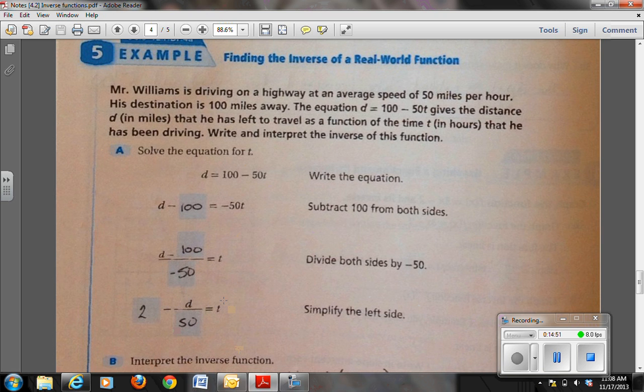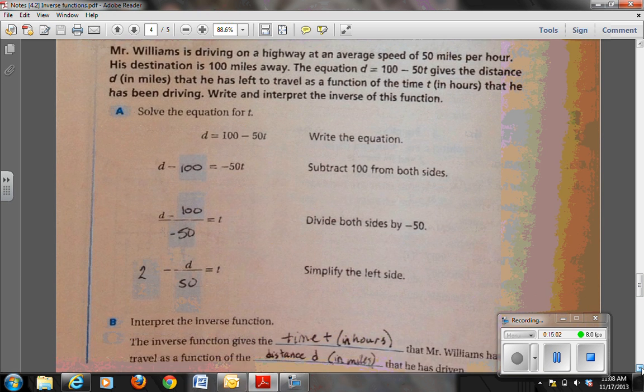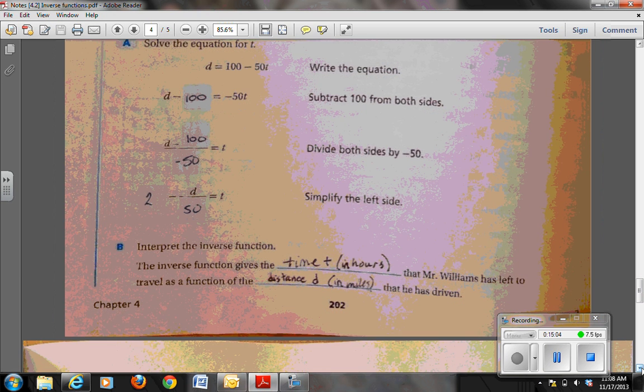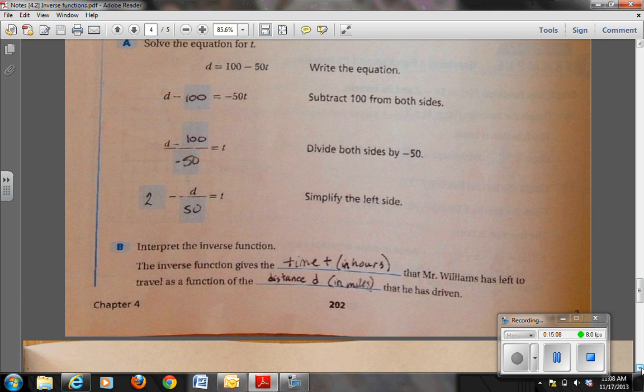And again, usually we isolate the other variable and then we would switch the x and y, or switch the d and t. But because d and t actually have a meaning in terms of this word problem, we don't really want to switch them. So we're just going to leave it: time is equal to something in terms of distance. So interpret the inverse function. Time t is in hours, and the distance, which they're calling d, is in miles.